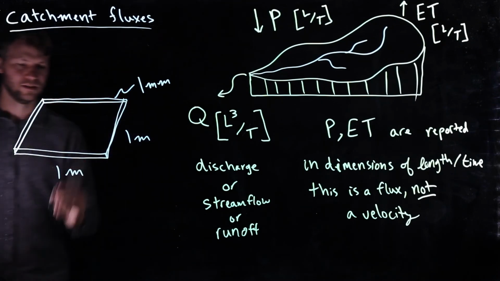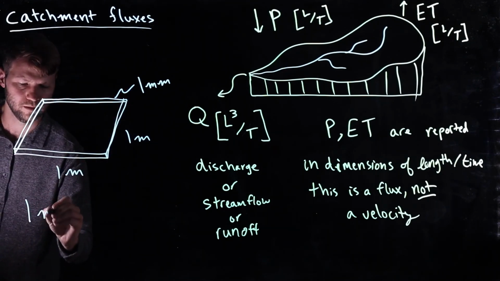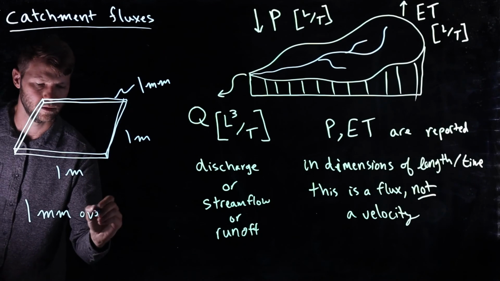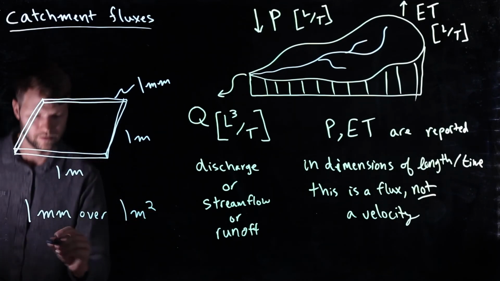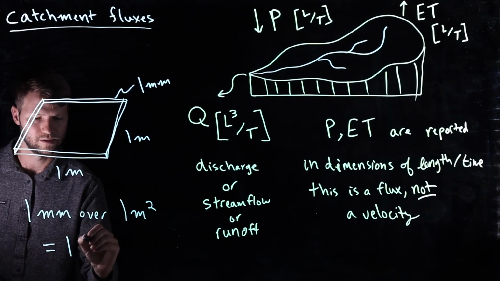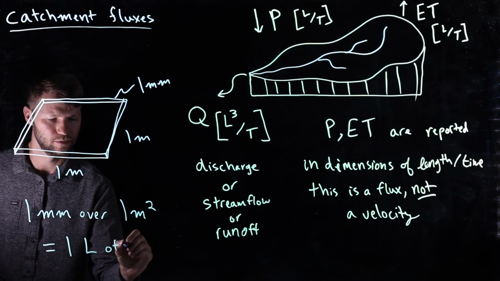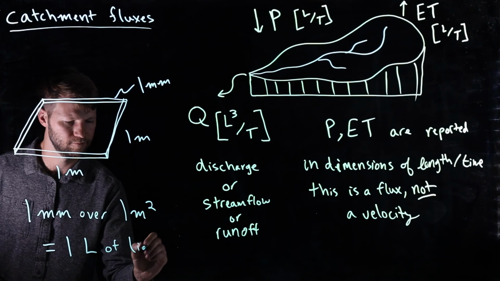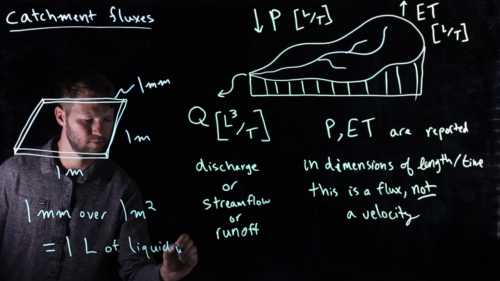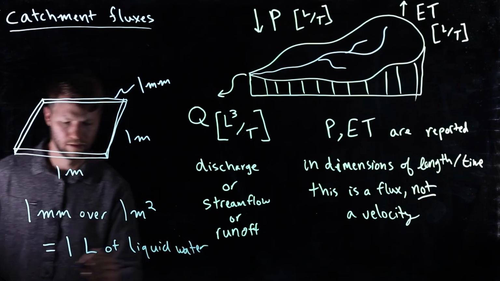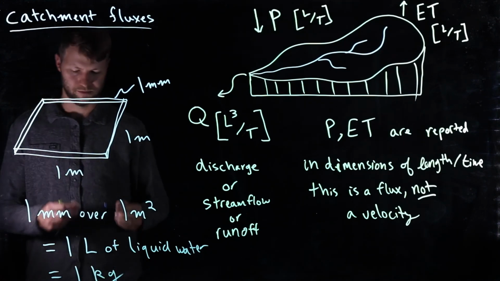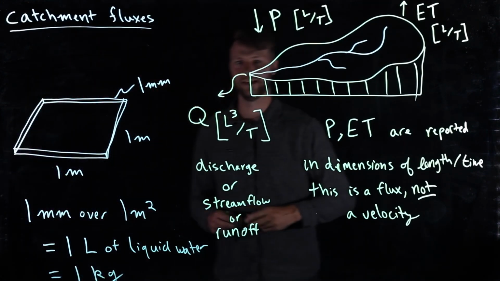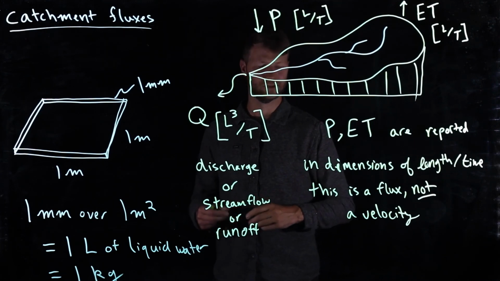Just to give you a sense, 1 millimeter over 1 meter squared is equal to 1 liter of liquid water, which is also equal to 1 kilogram in terms of mass. These are just numbers that you should keep in your head as we go along because you'll be using them over and over.